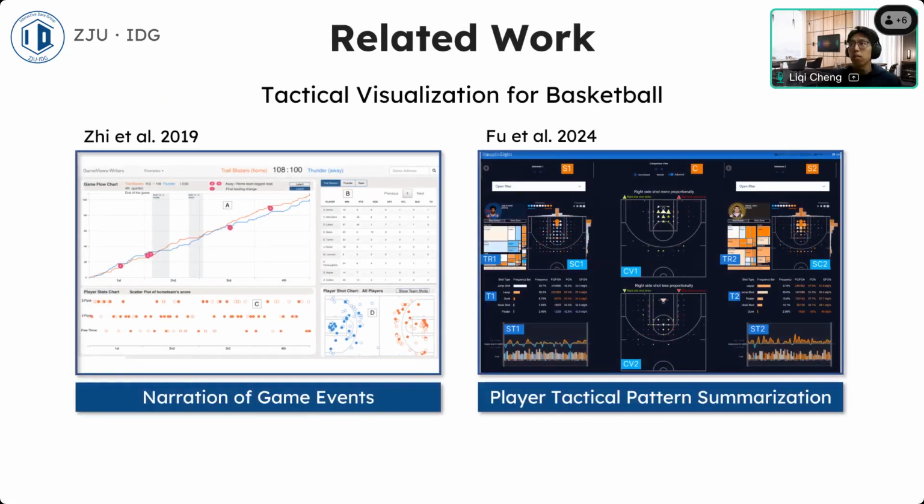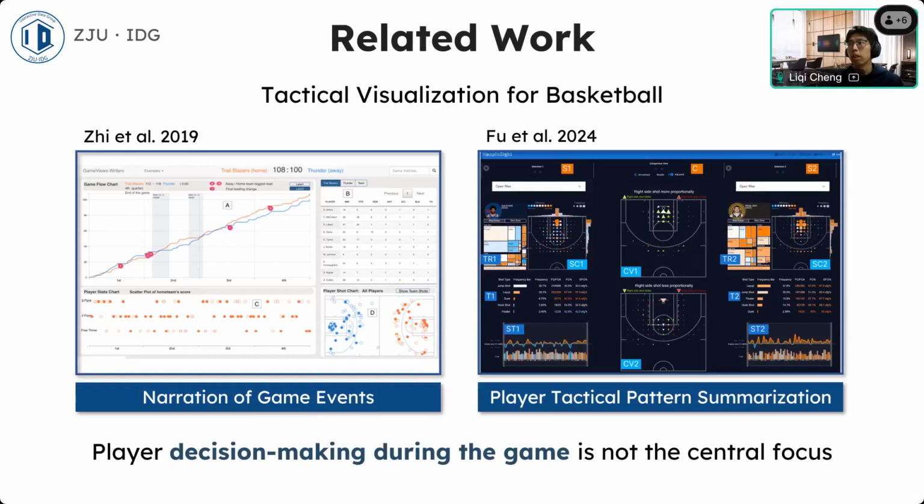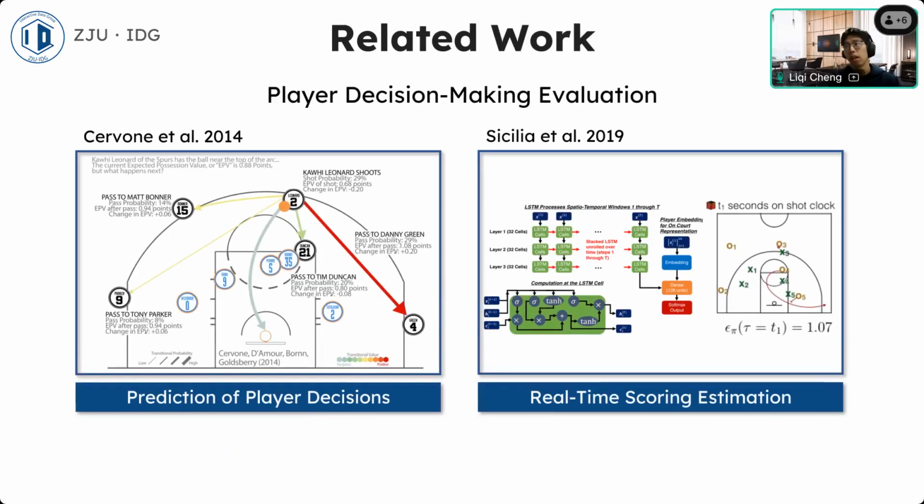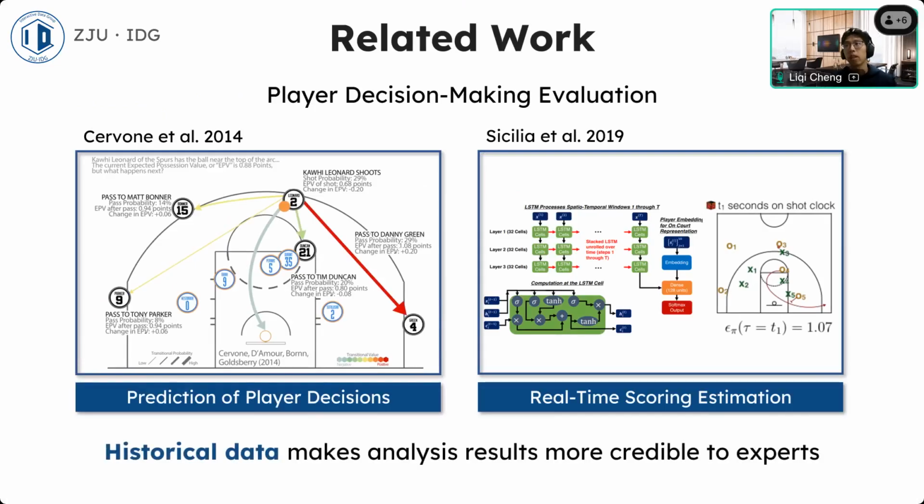Most existing basketball visual analytics mainly focus on game event narratives or summarizing tactical patterns, while player decision-making is not the central focus. There are also some works that focus on predicting or evaluating player decisions. But experts told us that analyzing historical data is just as important for building trust in the findings.